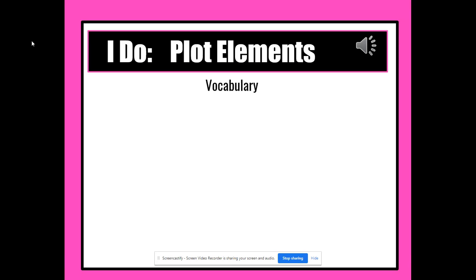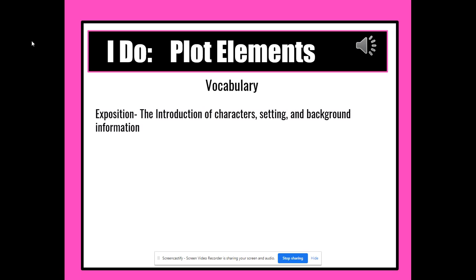Let's talk about the plot elements and the vocabulary that we will need. The first vocabulary word is exposition. Exposition is the introduction of characters, the setting, the background. It's the beginning of the story. Then we have rising action. Rising action are the events that lead up to the climax.